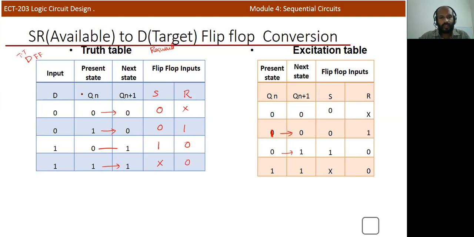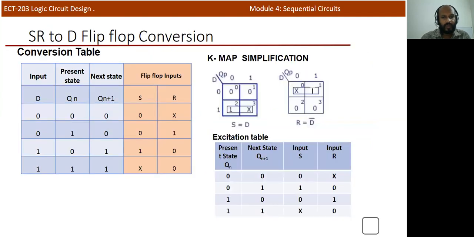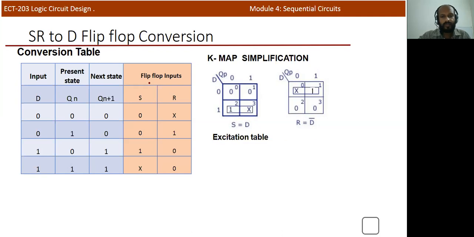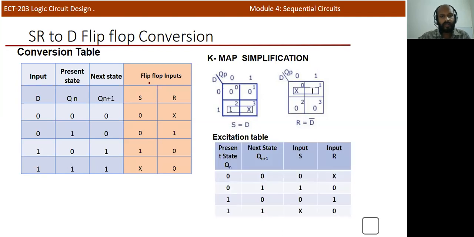So now we got the truth table and excitation table, and we'll write the truth table of D flip-flop and the excitation table of SR flip-flop. Now we need to design this particular circuit. In order to design it, we already got this conversion table by combining the truth table of D flip-flop and the excitation table of SR. Now from this particular table, we can design S and R.